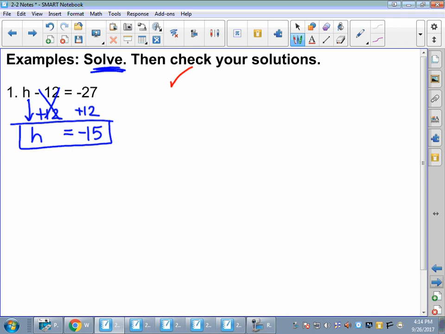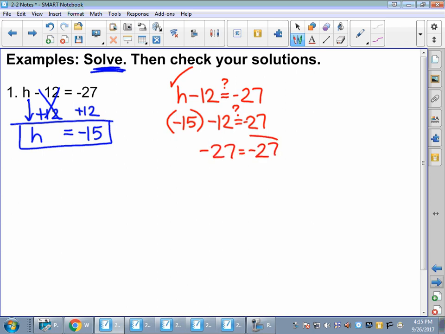You always use the original problem, so we start with the original problem. We plug in our solution. I use parentheses when I plug it in so that my signs don't get all mixed up. And really what we're asking here is, is this equal? Will I get a -27 when I plug -15 in for H? And so when I do -15, take away 12, I get -27. -27 is equivalent to -27.